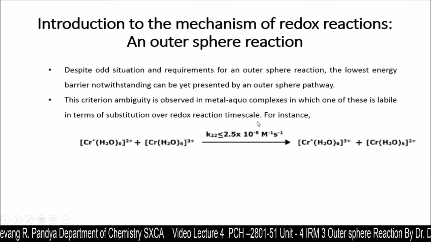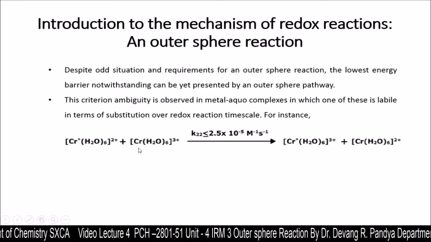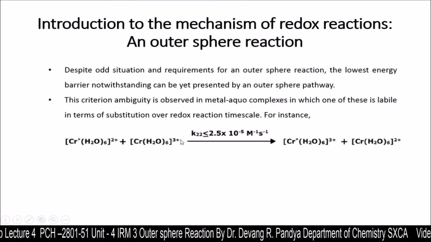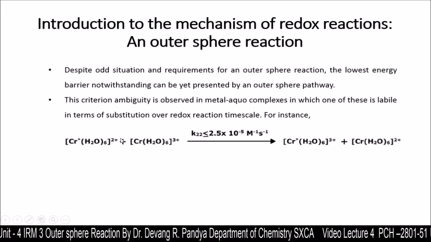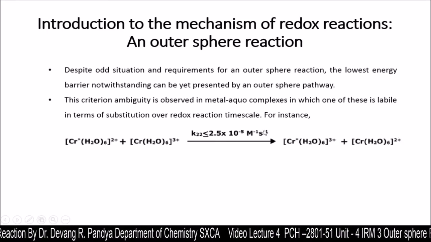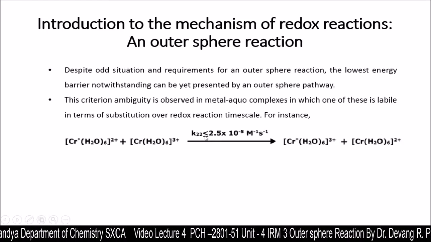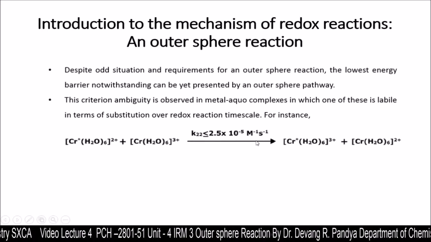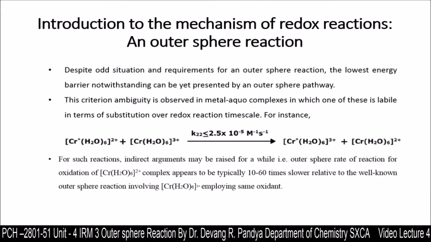For instance, we have this example. Here the chromium hexaaqua complex and chromium hexaaqua complex are radioisotopes of each other, and the electron transfers from this to this, +2 converted into +3 and +3 converted into +2. The rate constant would be less than or equal to 2.5 × 10⁻⁵ per meter per second. So you can understand how rapidly the electron transfer takes place in this outer sphere mechanism.